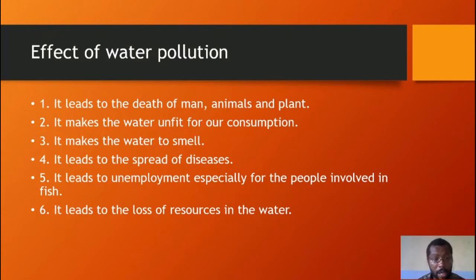Okay. Now, the last one, it leads to the loss of resources in the water. So when the water is polluted, the resources, the fish, the minerals, you will not be able to go there to get those resources anymore because the water is already polluted. So these are the effects of water pollution.